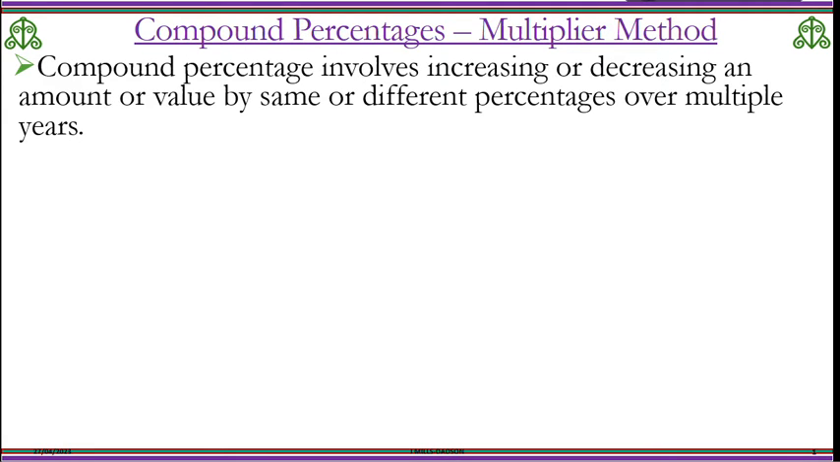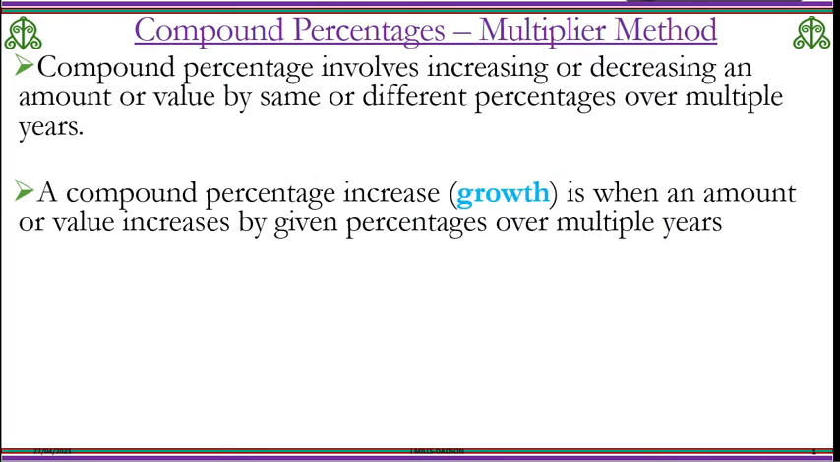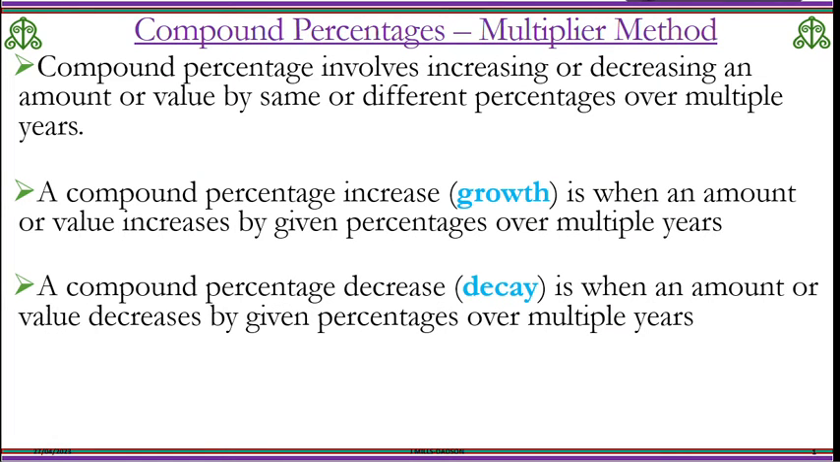In today's lesson, I'll be talking to you about compound percentages using the multiplier method. Compound percentage involves increasing or decreasing an amount or value by the same or different percentages for multiple years. It could be growth when there's a percentage increase. It could be decay when it's a percentage decrease.